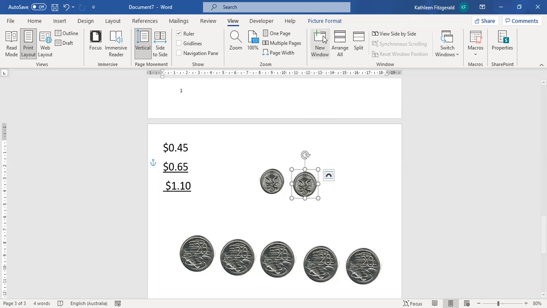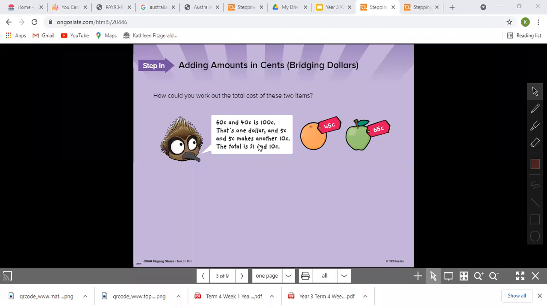Okay, I'm going to go back to our textbook again. The way that this little echidna guy does it is he gets the 60 cents and the 40 cents and says, well, that's 100 cents, so that makes $1. And then the 2 5 cents make another 10 cents, so the total is $1.10. A different way of working that out might be to add 5 cents here, so that we take the 5 cents across from 65 cents, we would count that as 70 cents, plus the 40 cents would be $1.10 again.